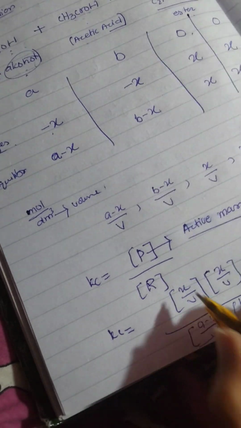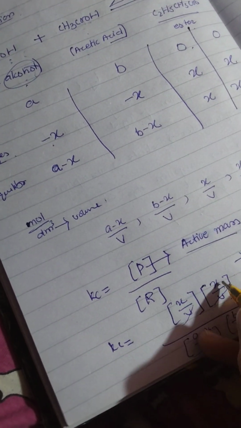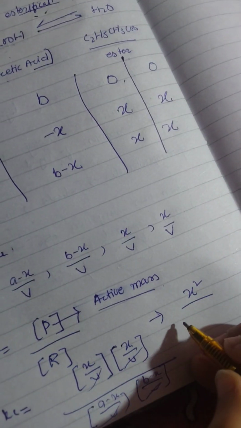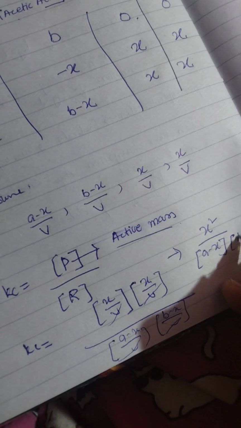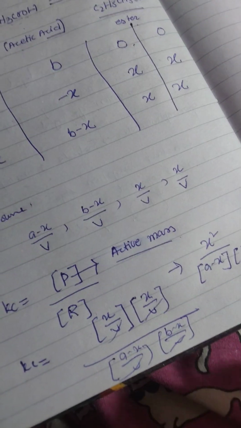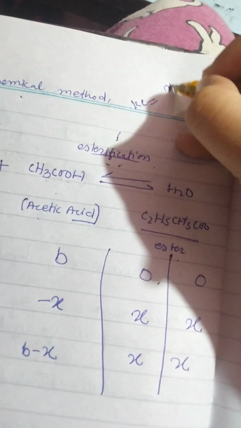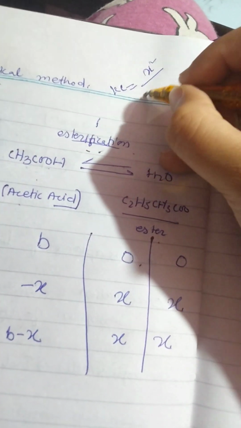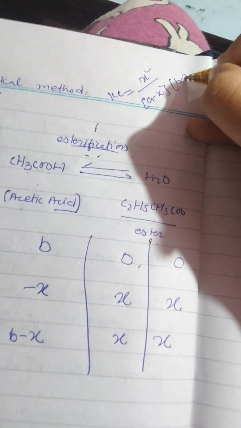Now v cancels. Here x is squared because both are the same x, and then a minus x and b minus x. So this is the formula of Kc: Kc is equal to x square upon a minus x and b minus x.